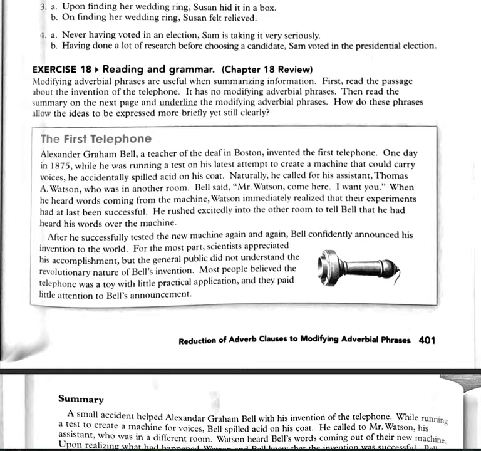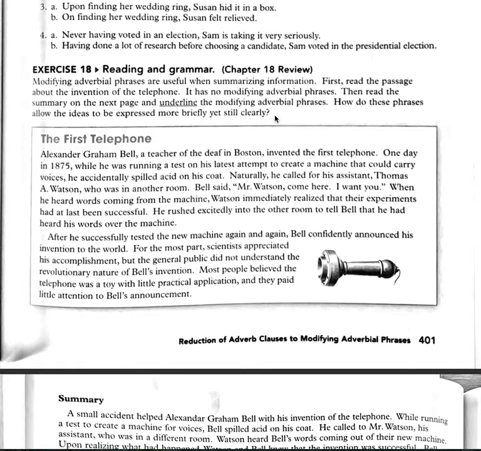So if we go to exercise 18, reading and grammar. Here, modifying adverbial phrases are useful when summarizing information. First, read the passage about the invention of the telephone. It has no modifying adverbial phrases. Then read the summary on the next page and underline the modifying adverbial phrases. How do these phrases allow the ideas to be expressed more briefly yet still clearly?